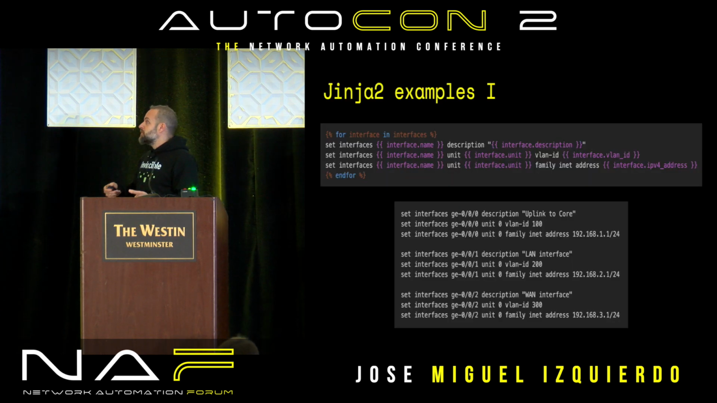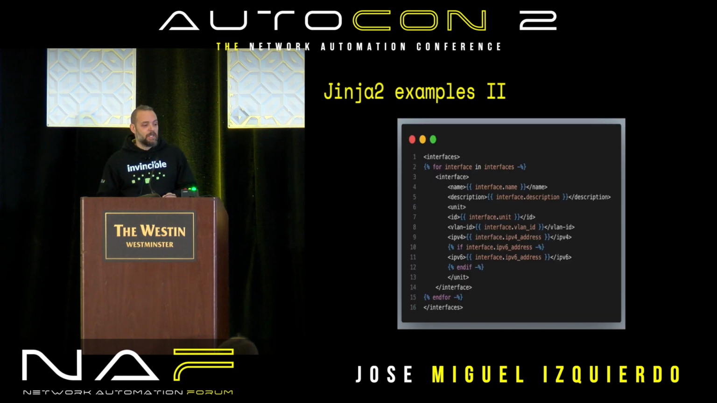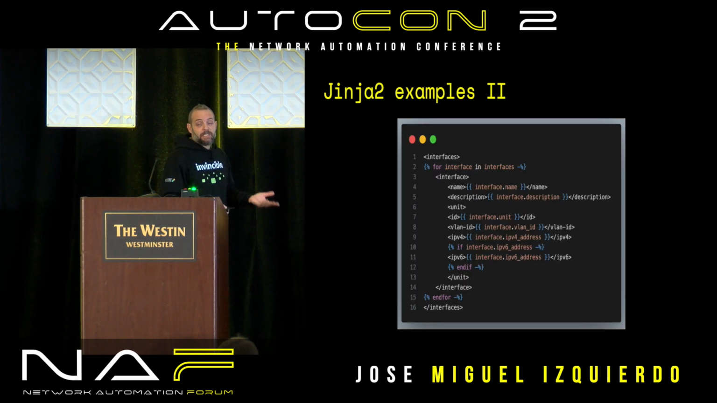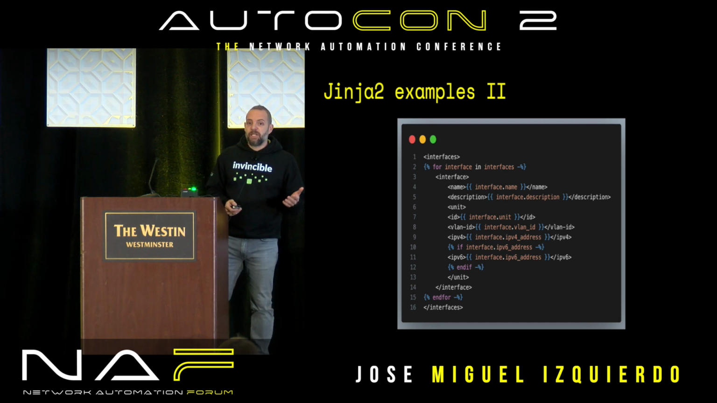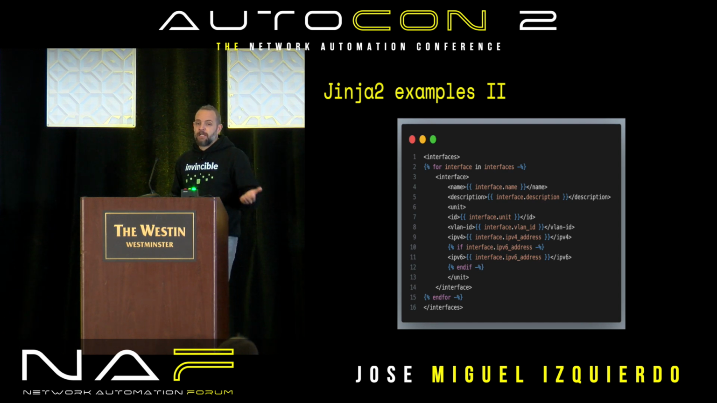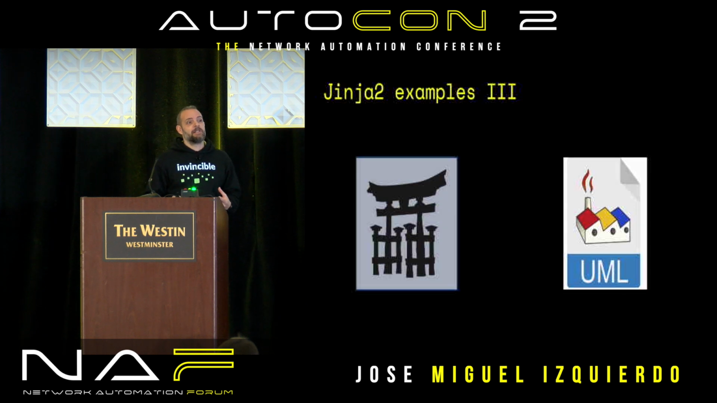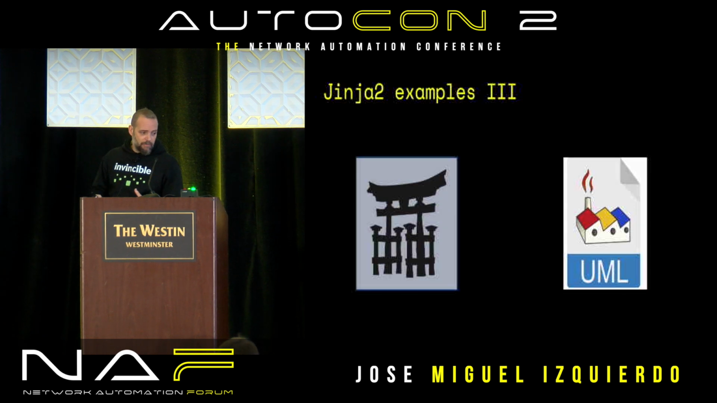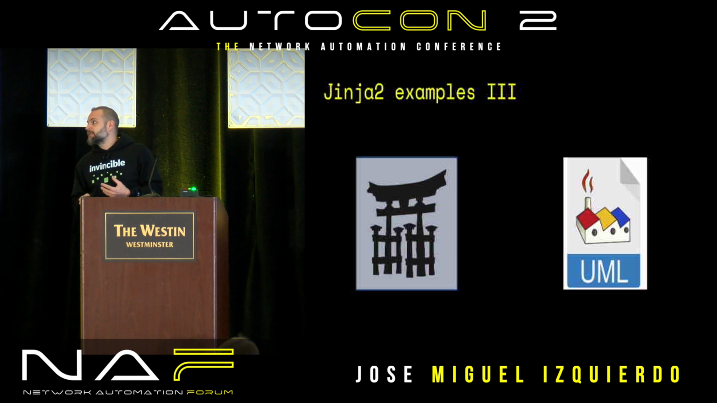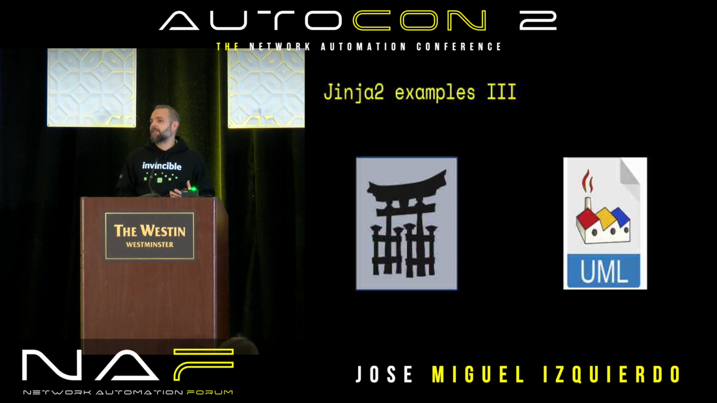We have some examples here, right? This is a configuration of a Junos device in set mode for some of the interfaces, with a for loop. Here we have the same thing, but in XML format, another plain text format for the configuration. But the best thing is if we combine it with those other tools, with PlantUML, for example, we can get something really, really nice. Let's look at the example.